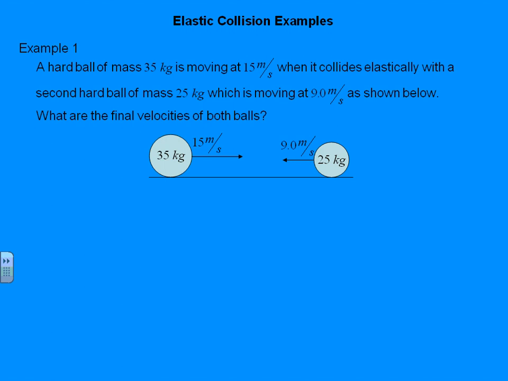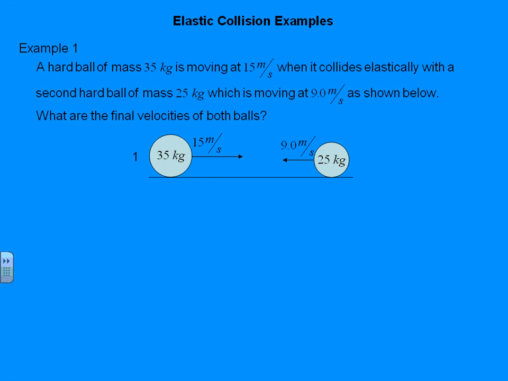So as you read number one here, we have two balls, a 35 kilogram and a 25 kilogram, heading towards one another. The 35 kilogram is moving to the right at 15 meters per second, and the 25 kilogram ball is moving to the left at 9.0 meters per second. Well, we don't need to do basic principles. If you watched the previous presentation, then you know that we have these very nice one-dimensional elastic collision equations.